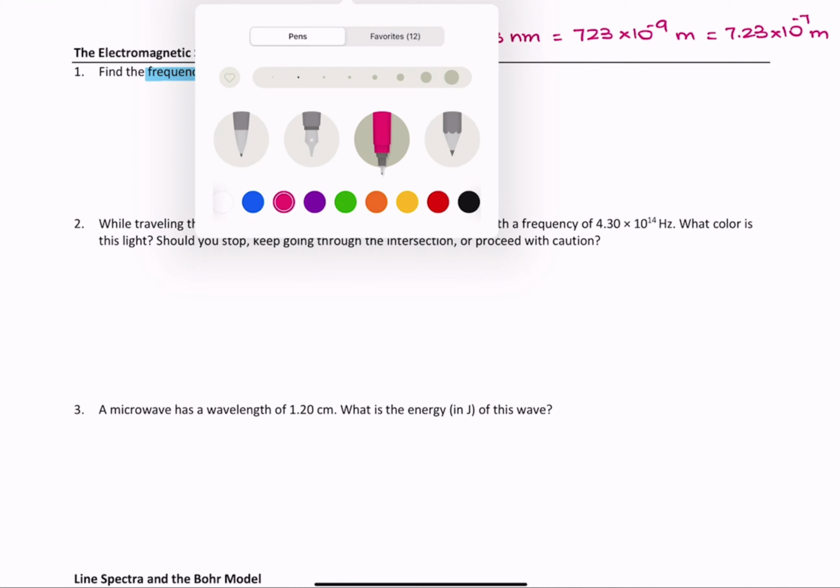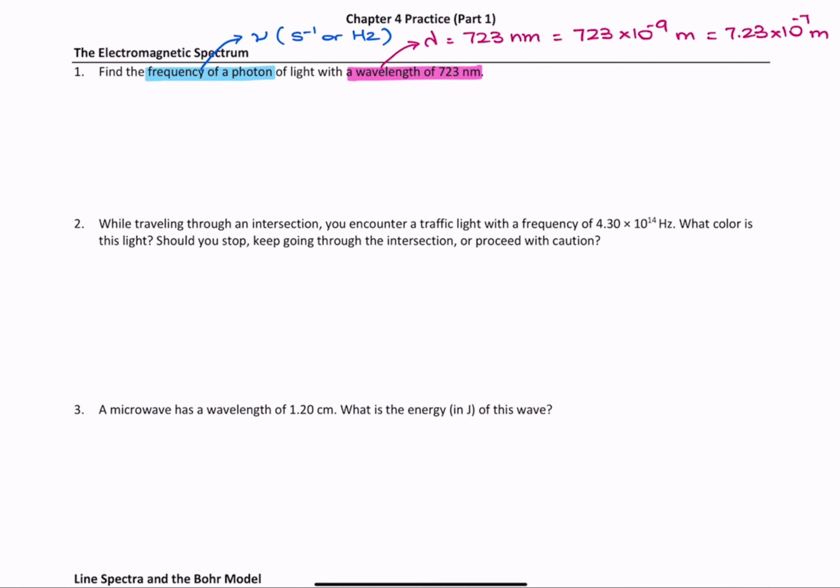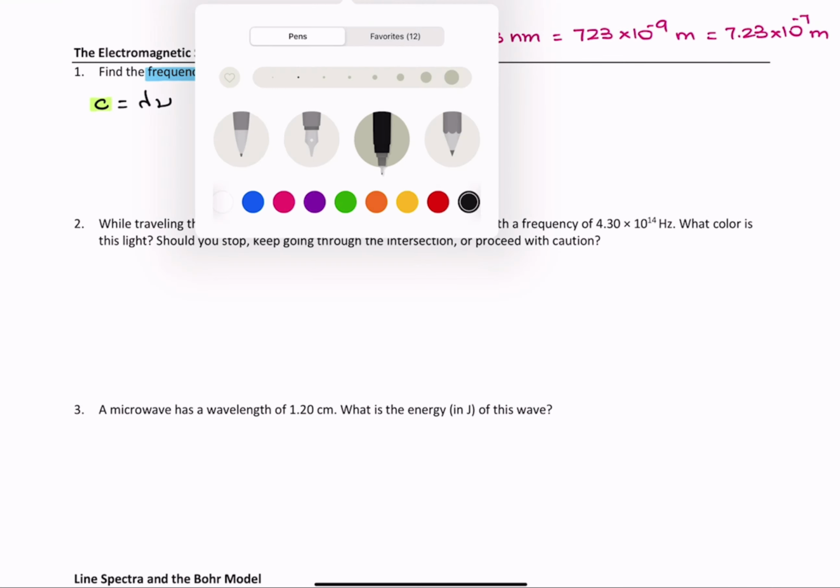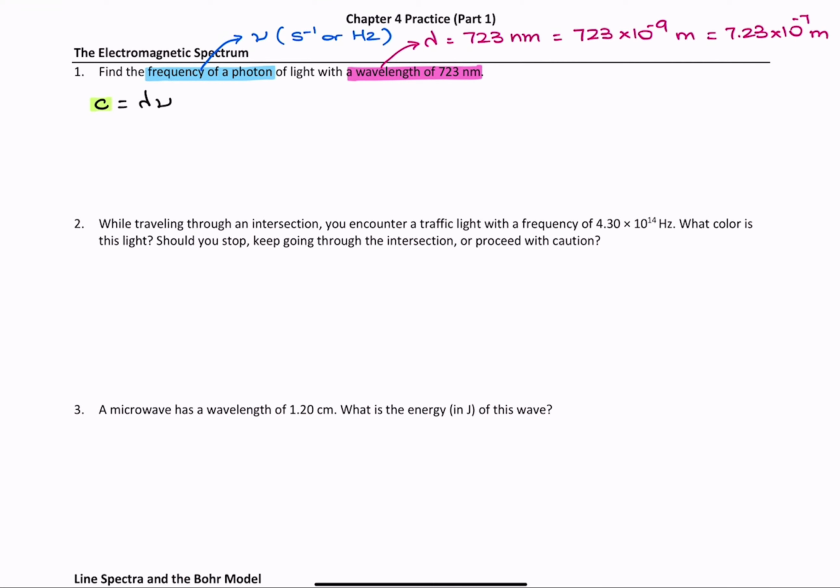Now, the formula we will be using is that the speed of light, c, is equal to lambda, the wavelength, times nu, the frequency. The speed of light, c, is a constant, so you should know it can be given to you as 3.00 times 10 to the 8th meter per second, or you might see 2.998 times 10 to the 8th meter per second. It's just a different way of rounding it.